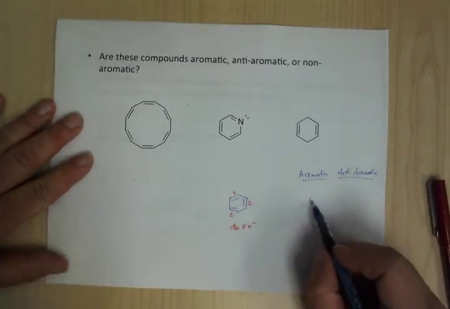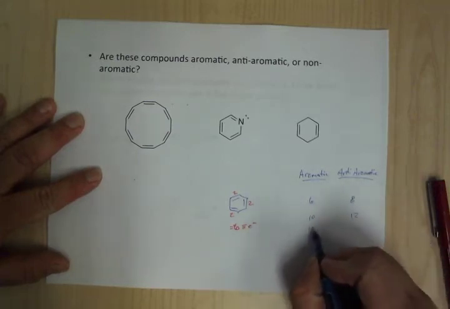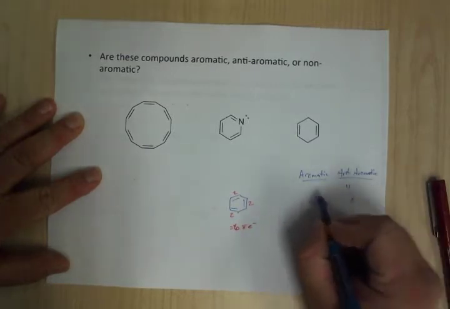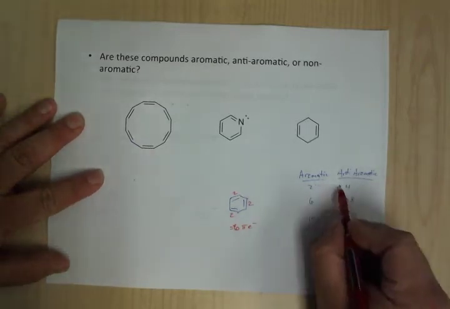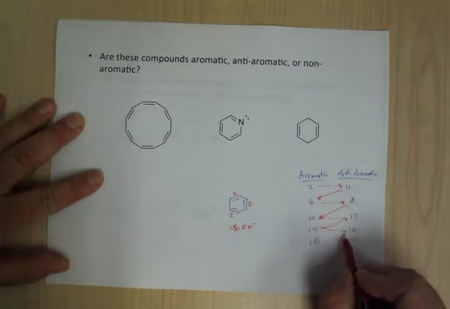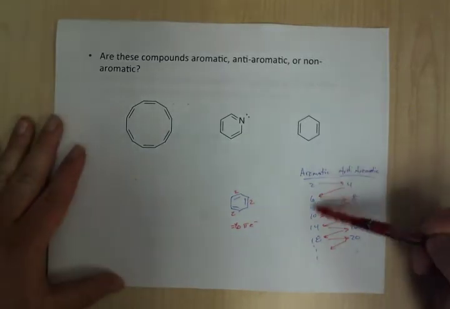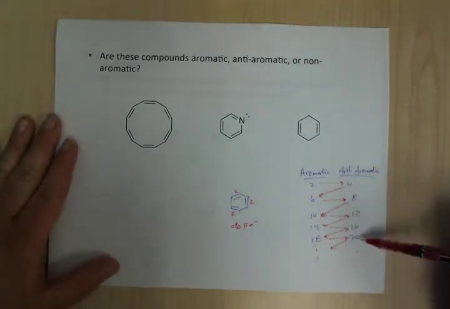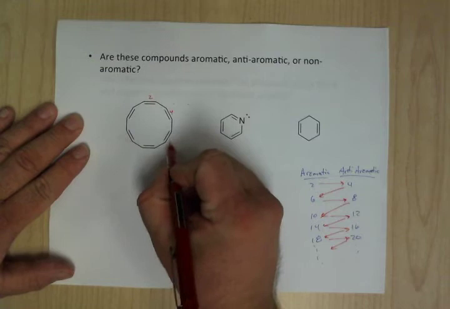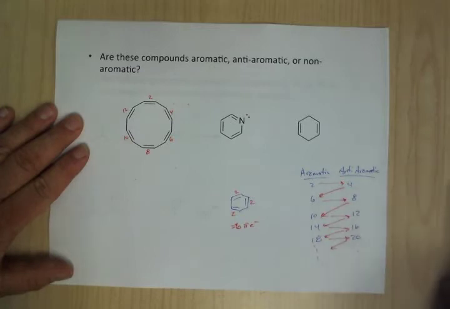We know 6 is correct, and so you go back and forth. So 6, 8, 10, 12, 14, 16, 18, 20, on down, and it goes the other way too, so that's 4, 2. So the numbers go back and forth, on down. If it has this many pi electrons, it's aromatic. If it has this many, it's anti-aromatic. So for here, we are 2, 4, 6, 8, 10, 12. That's on the anti-aromatic side, so it's anti.